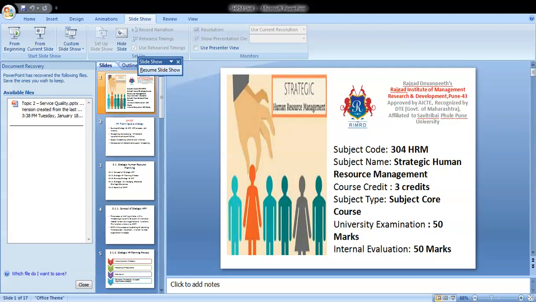Then this point is categorized into two different steps, that is demand forecasting and supply forecasting.